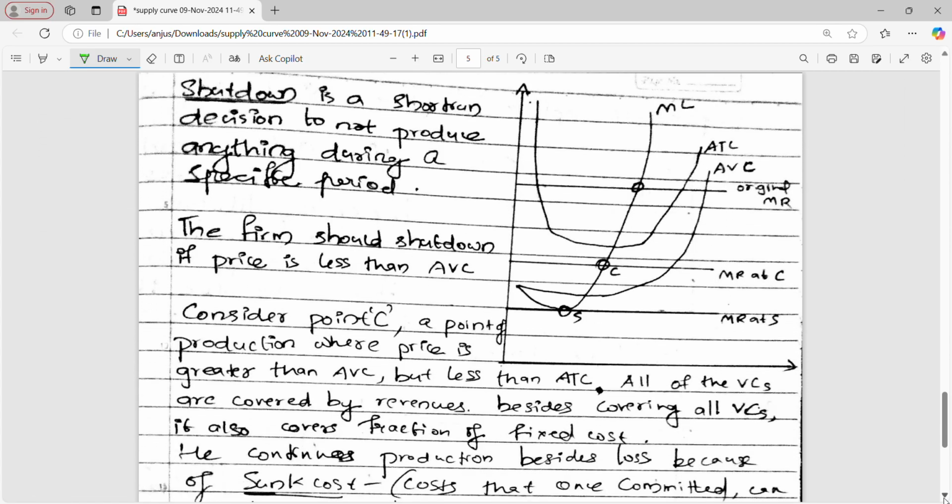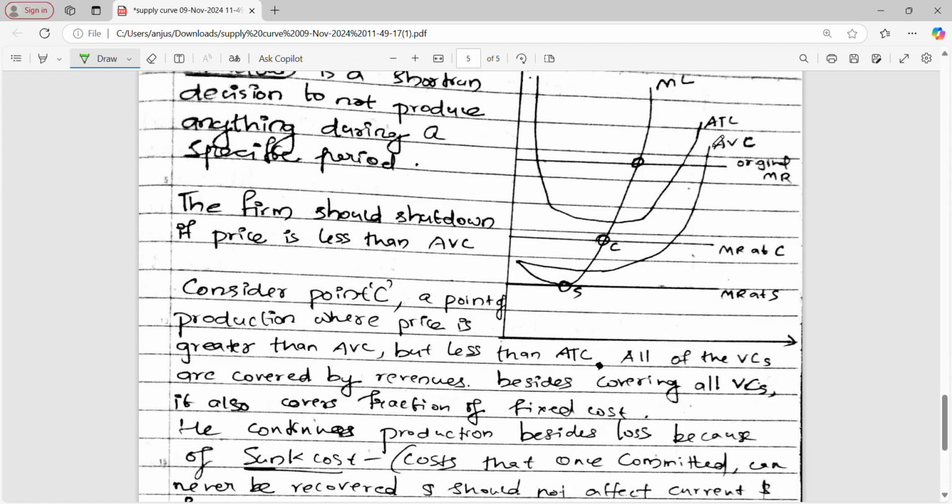Next is shutdown. So shutdown is a short-run decision. That is to not produce anything during a specific period. The firm should shut down if the price is less than average variable cost. That is, if the price, meaning marginal revenue, is less than average variable cost, the firm should shut down. So at this point C, you can see this is the average total cost, then this is the average variable cost. So these are the MRs. We have 3 MRs here, marginal revenue points here.